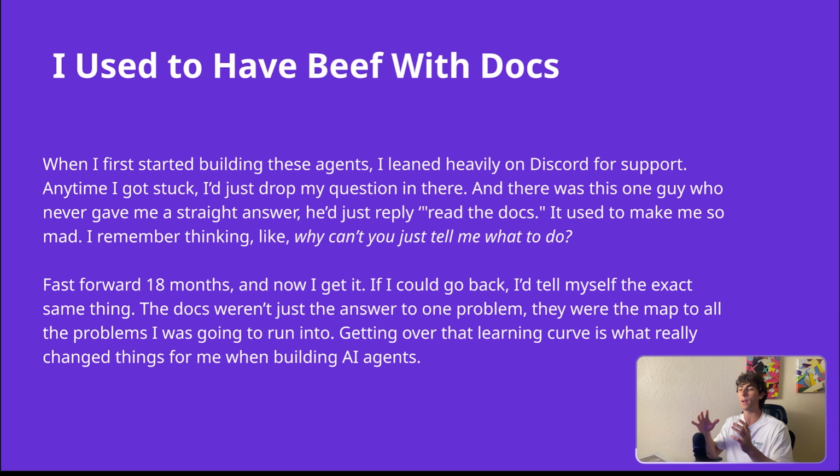And it used to make me so mad. I remember just thinking, why can't you just tell me what to do? You clearly know how to do it. And now, fast forward 18 months later, and I totally get it. If I could go back, I'd tell myself the exact same thing, to just read the docs, because the docs really aren't the answer to just one problem, although they might be in that moment. They're actually the map to all the other problems you're going to run into if you're going to be building these things and understanding how they really work. So getting over that learning curve is what really changed things for me when building these AI agents.